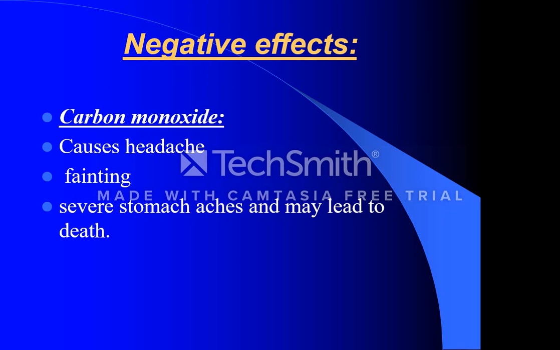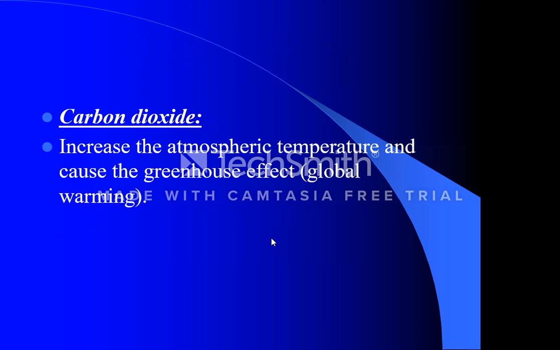For example, I have carbon monoxide. Would you tell me the symbol of it? We said it before. Yes, CO. CO is carbon monoxide. Carbon monoxide causes a lot of harmful effects like headache, fainting, and stomach aches, and may lead to death. Okay. Carbon dioxide, we took it in grade 6, that increasing the temperature of the earth and causing the global warming. So it's called greenhouse effect, and it causes global warming.